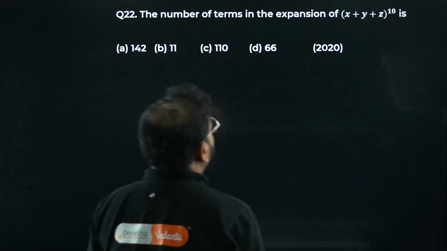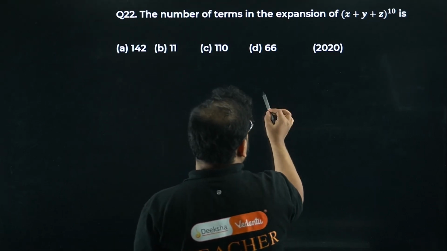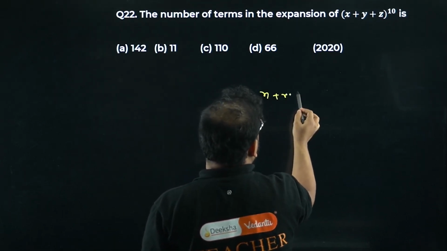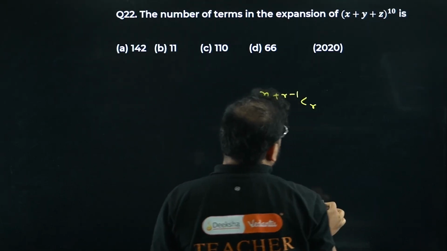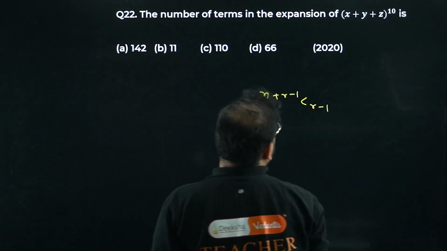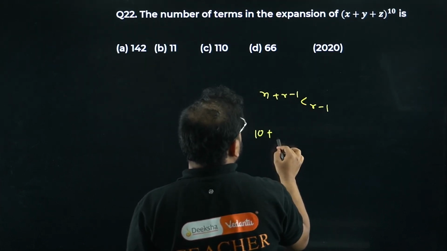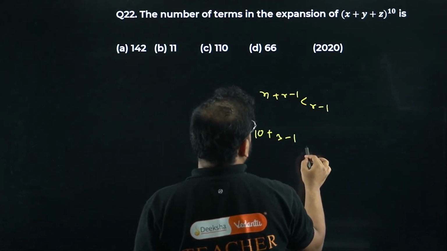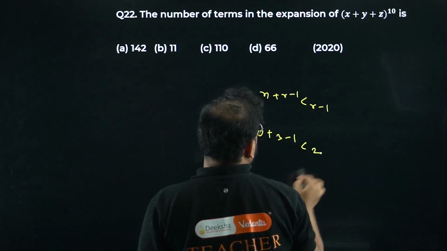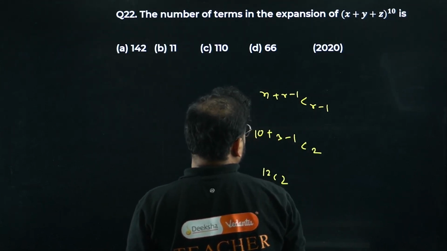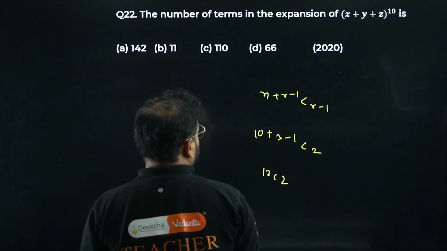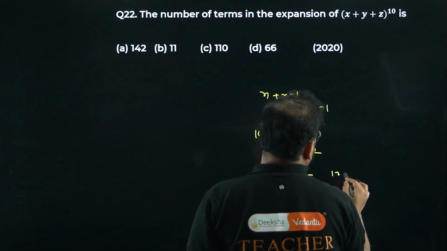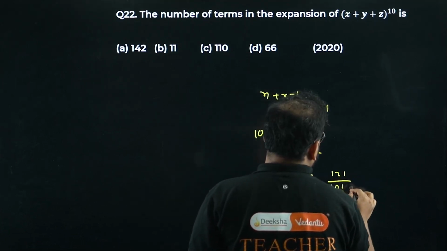In this we'll write this approach. For this we'll write n plus r minus 1 C r minus 1, and we get this value as 10 plus 3 minus 1 C 2. Same thing I was doing that time. So we get this value as 12 factorial upon 10 factorial into 2 factorial.